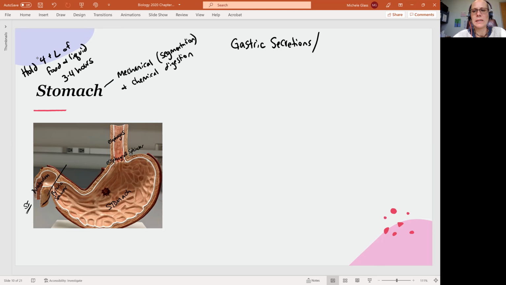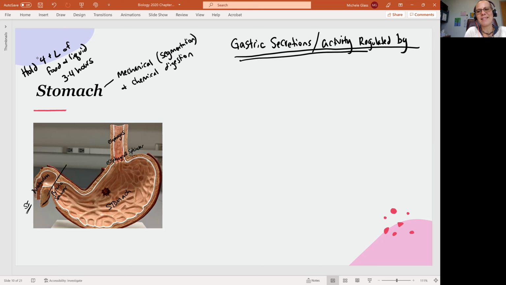And I'm going to put activity. So I'm saying gastric secretions activity regulated by. I'm not sure if that's the best title or heading, but that's what we've got. So that's what we're going to use.